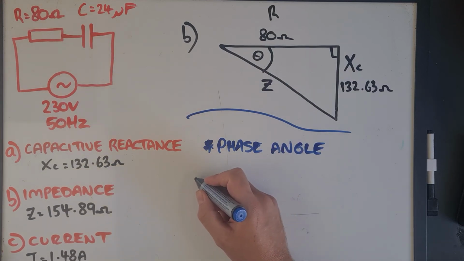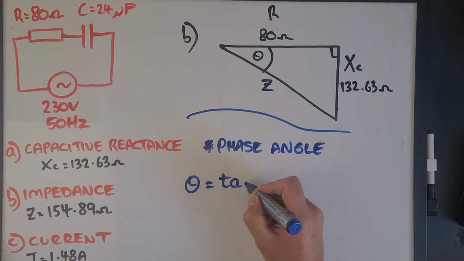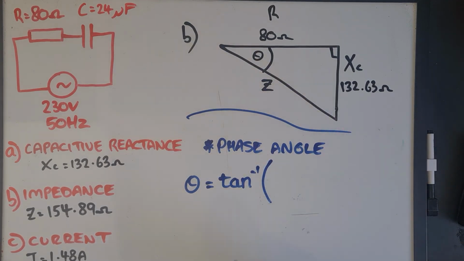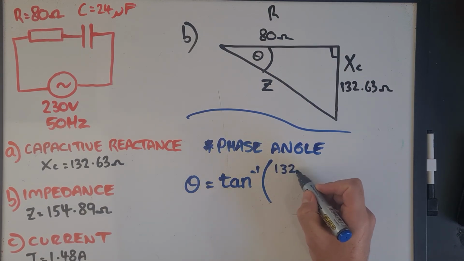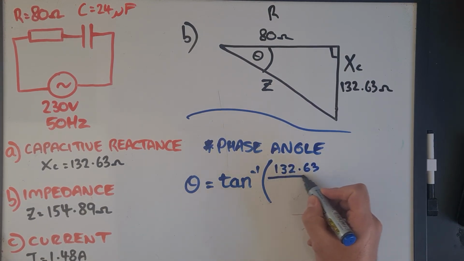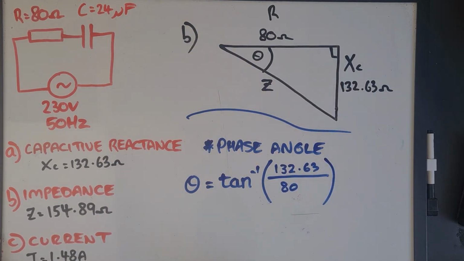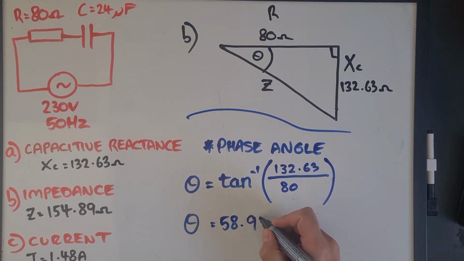So to solve that angle, the phase angle equals inverse tan. Open up your brackets, put in the opposite side, divide that by the adjacent of 80. If you do that correctly in the calculator, you get an angle of 58.9 degrees. So that's the phase angle.